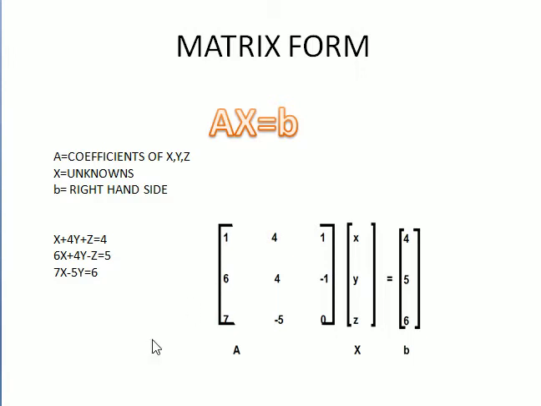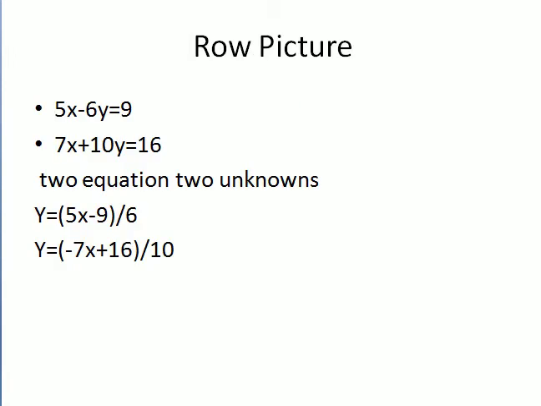Okay, so now let us jump into the row picture and column picture. So what does row picture mean? You will get to know what row picture means if you listen to these slides very carefully. Okay. So 5x minus 6y is equal to 9. 7x plus 10y is equal to 16. These are the two equations. That is two equations and two unknowns. Okay. So the unknowns here are x and y.